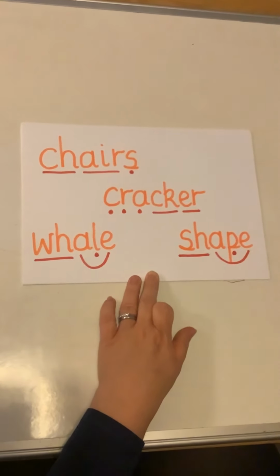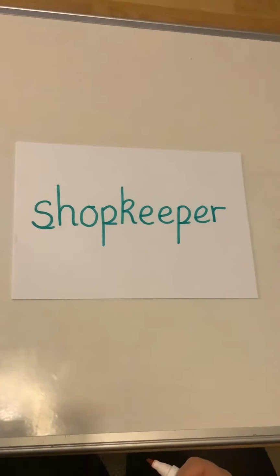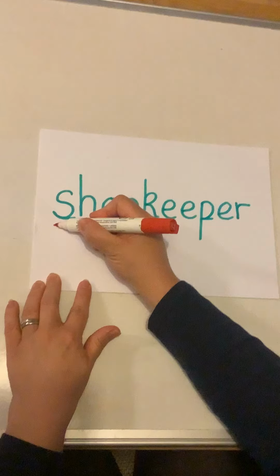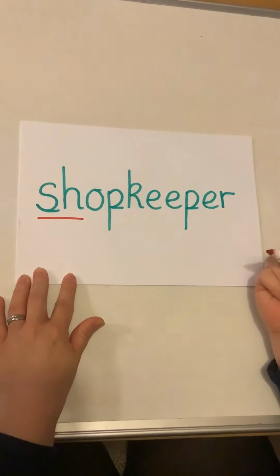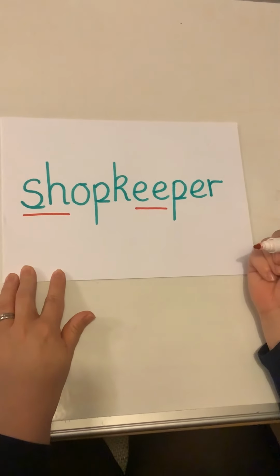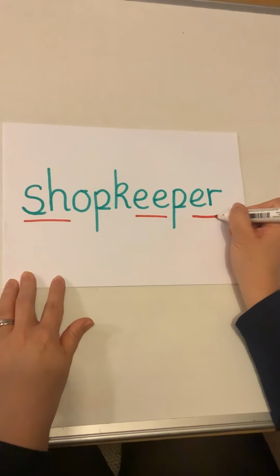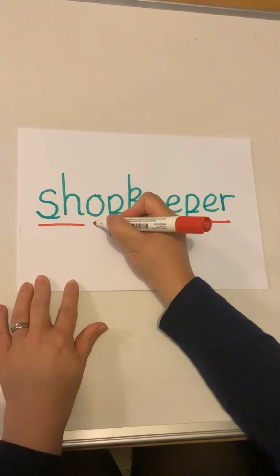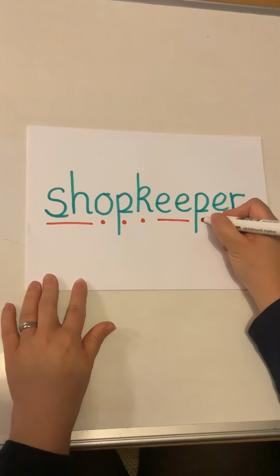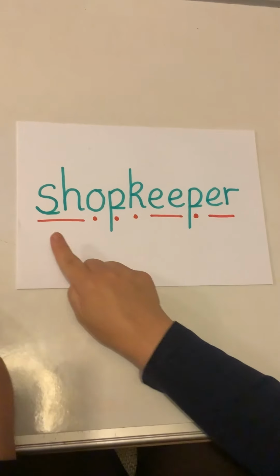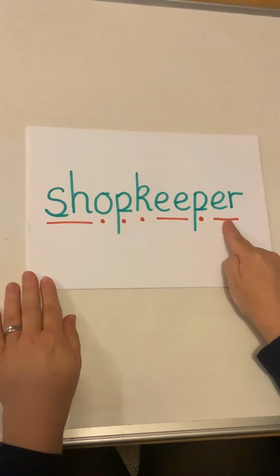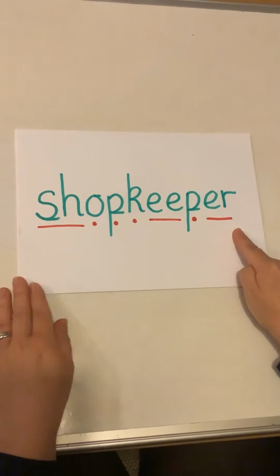sh, a, p, shape. Let's try a longer word. Let's have a look at this word. So I can see we've got digraph sh at the beginning. We've got digraph ee, and we've got digraph er at the end. We've got o, p, k, and p. So we read that sh, o, p, k, ee, p, er, shopkeeper.